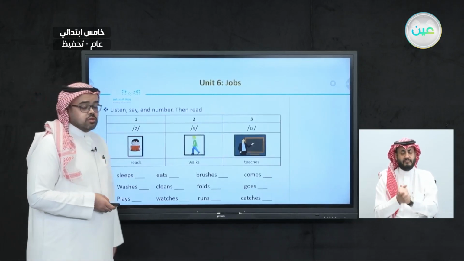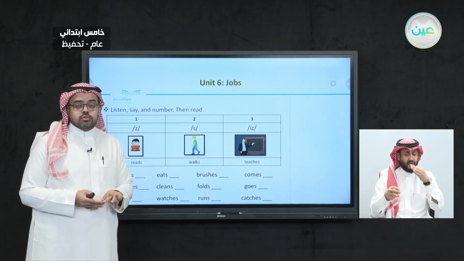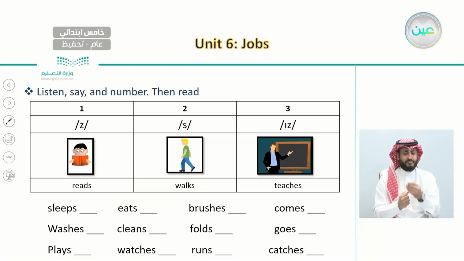Not only this, but we also learned that some of the words that end with S may have three different sounds. In a word like reads, the end of the word has the sound of Z, like reads. The second sound is in walks, which ends with the sound S, walks. And the last one is teaches, which ends with the sound IZ. So we learned that we have three possible sounds at the end of words that end with the letter S.